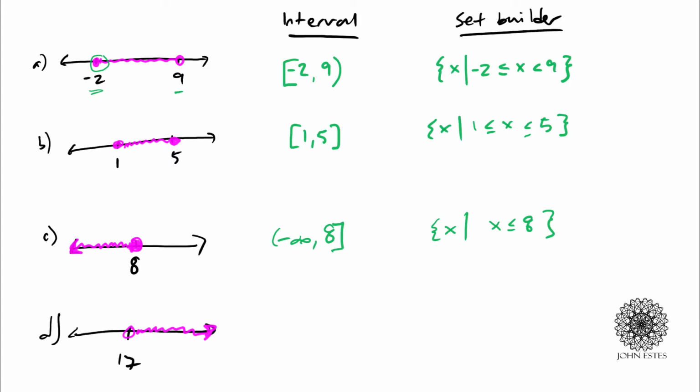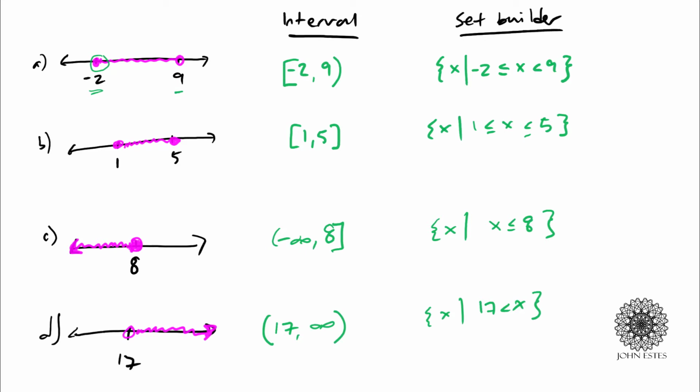And the last one here, we can see that I'm starting with 17 and I go on forever, so we know that's going to be infinity. The 17 is not included, so it gets a parenthesis, and a parenthesis goes on the infinity as well. In set builder notation, I have my x's, and all I need to make sure is that x is greater than 17. As long as I'm greater than 17, I'm in this set.